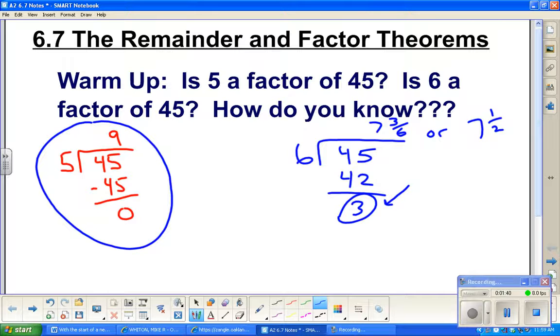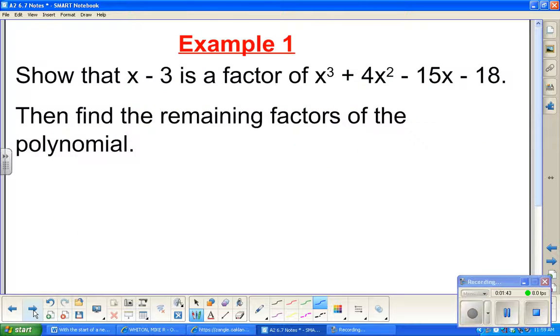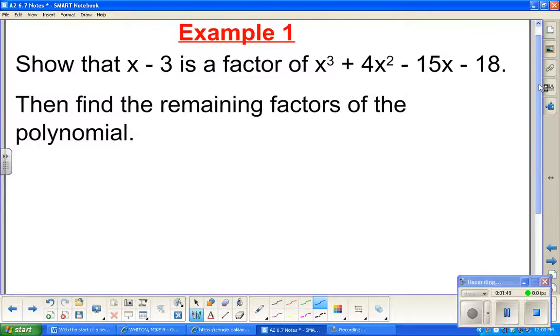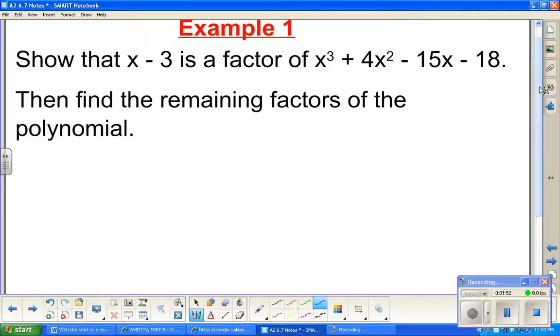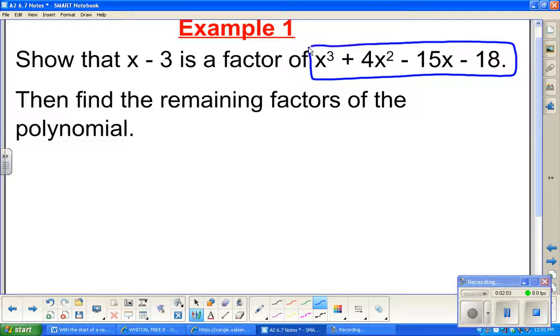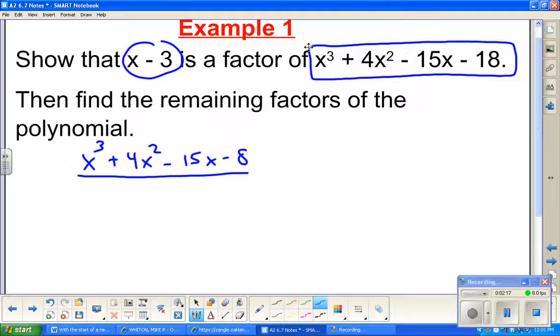Okay, so here's our new stuff, and keep in mind what we just did. Let's show that x minus 3 is a factor of that big thing, and then we'll find the remaining factors. We're going to do this just like the warm-up. I'm going to take this big polynomial, x cubed plus 4x squared minus 15x minus 18, and just like in the warm-up, we divide it by the thing that we want to show as a factor, x minus 3.